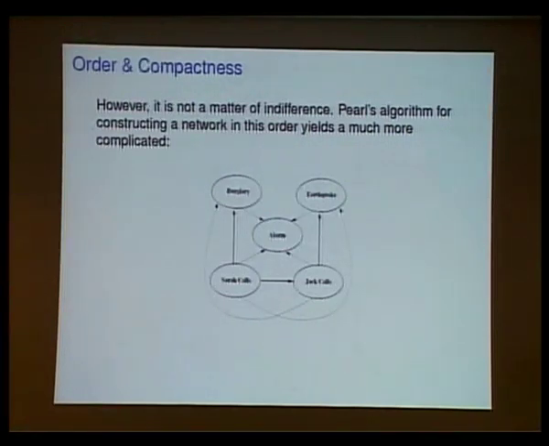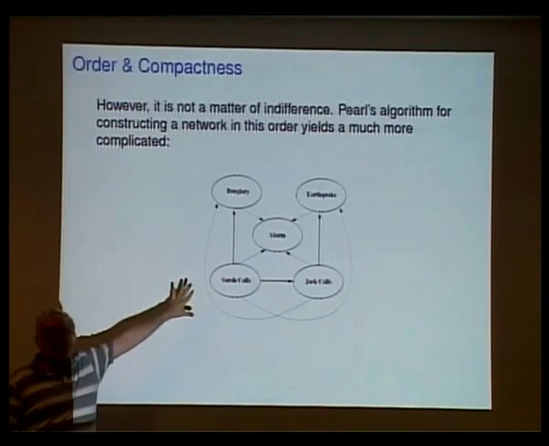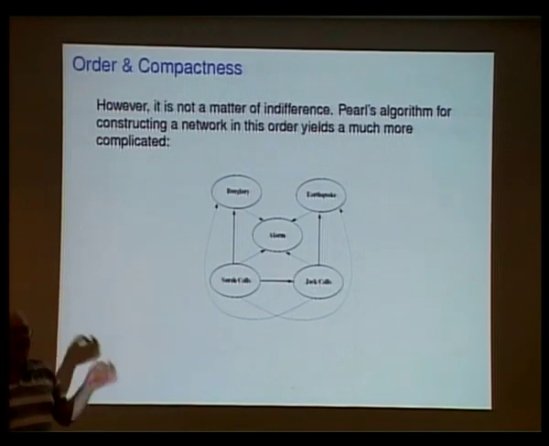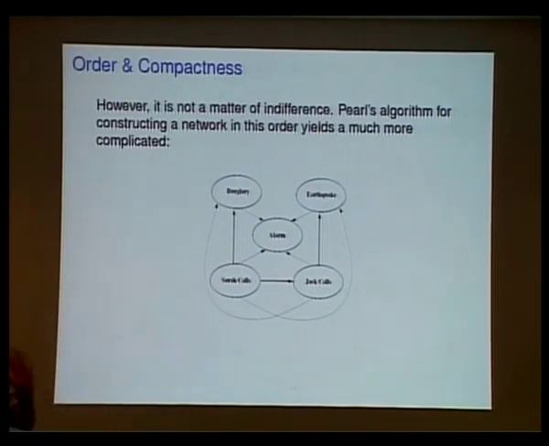Nevertheless, this, of course, is going to represent the probability distribution just as well as the simpler one, in the sense of being just as accurate. But not just as well in the sense of computational efficiency. It'll be a lot slower.